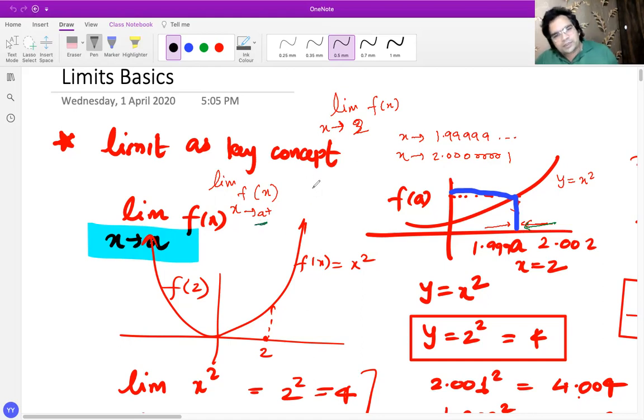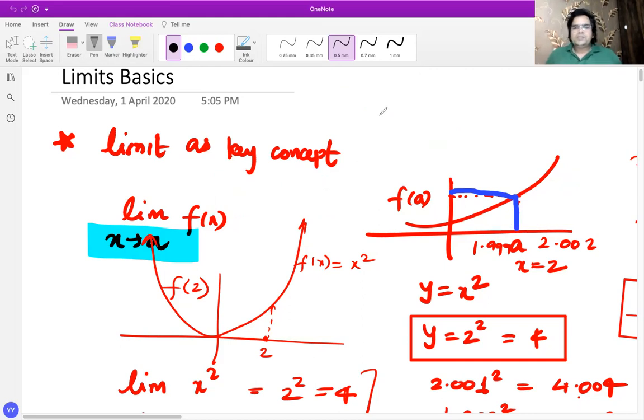Now the left hand limit is shown as limit x tending to a negative. A negative doesn't mean a negative value. A negative simply means the y value when x is slightly lower than a. What's your y value when x is slightly higher than a? That's your right hand limit. When x is slightly lower than a, that's called the left hand limit. So that's the basic terminology.